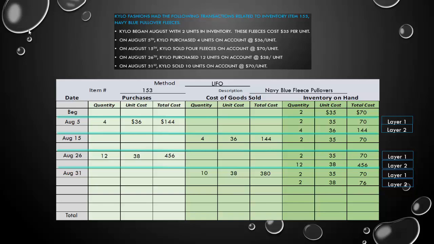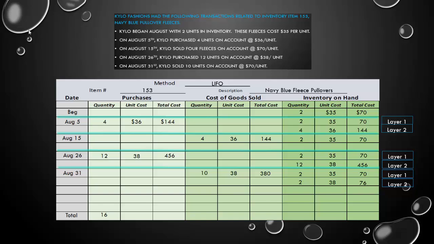And that is the end of the month for Kylo Fashions, which means we can record our totals for this particular inventory item. How many item number 153s did we purchase during the period? We bought 4 pullovers on August 5th. We bought 12 more on August 26th, which means in total for the period we bought 16 pullovers.